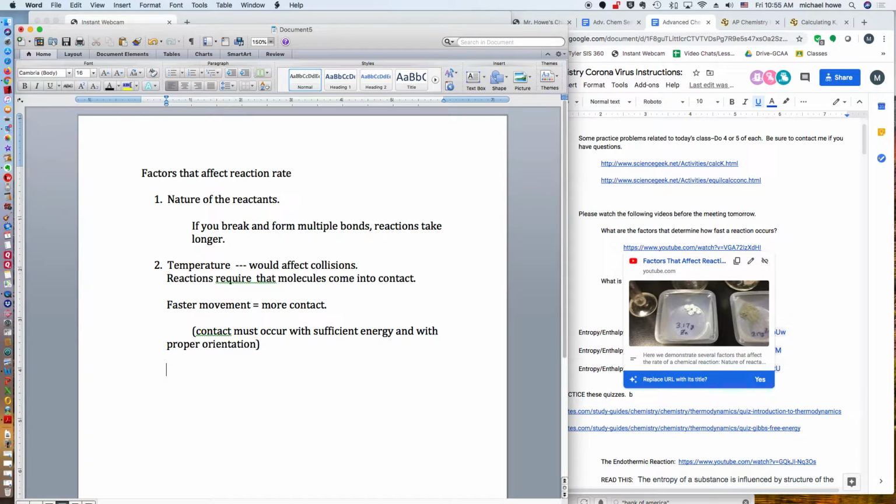Okay, the third factor that was discussed in the videos was concentration. The analogy I usually use with that is if you have 5 people, scenario A, 5 people in a car versus 20 people in the same car. In which case would there be more contact? More contact would be the 20 people. In chemistry, it's kind of the same way. If you have more molecules in the same amount of space, they're going to bump into each other more.